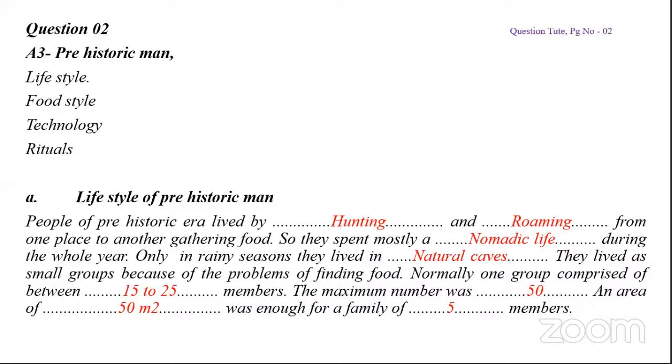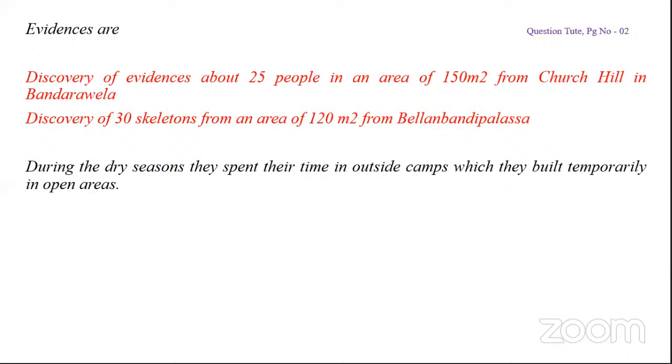So moving to the second heading then, regarding food style, that heading has come several times in past papers. I'm not going to present past papers here because we don't have time. We have a very short time. So you can refer to past papers and see how the questions have been given. And using this short note and Question Tube, you can answer any of the questions given in the previous past papers, right? So these two evidences you have to write. What are the two evidences? The Churchill evidence and the Bellanbendi Palace evidence.